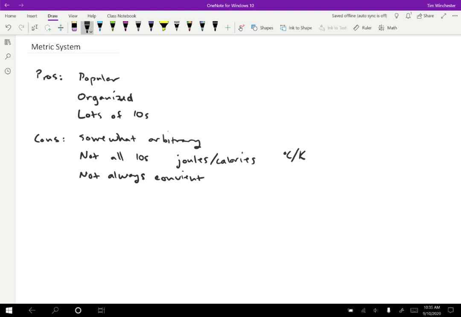Overall, it makes sense to use the metric system. Partly, I would argue the most important reason is that it's popular and that's what everyone uses. But whatever the reason, that is what we're going to use in this class.